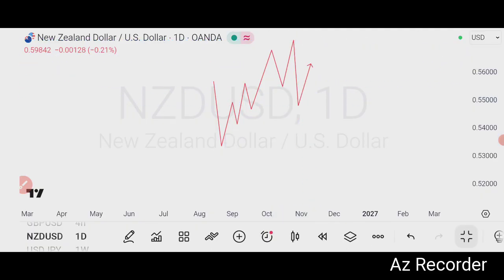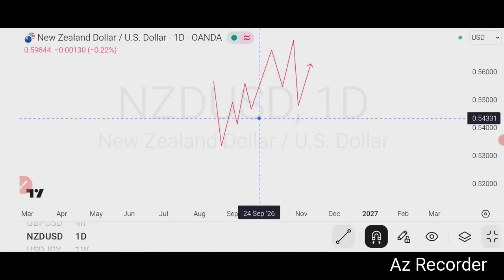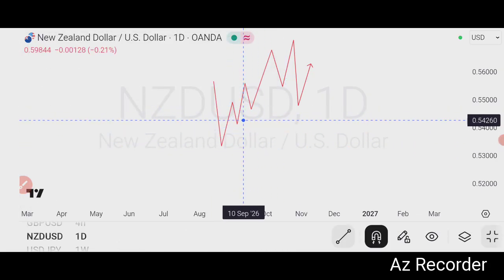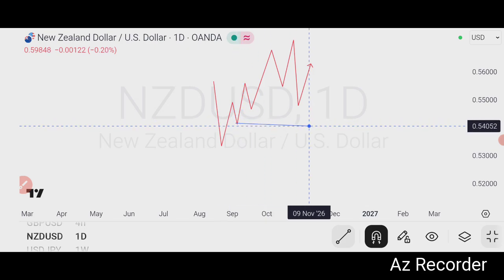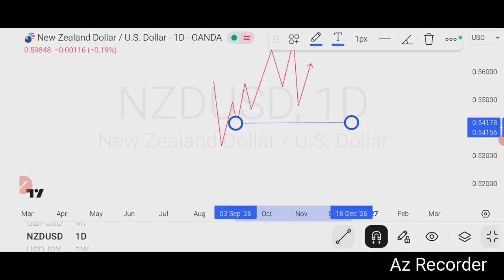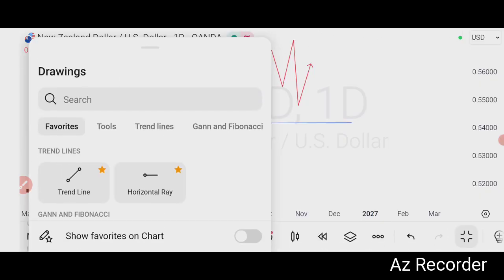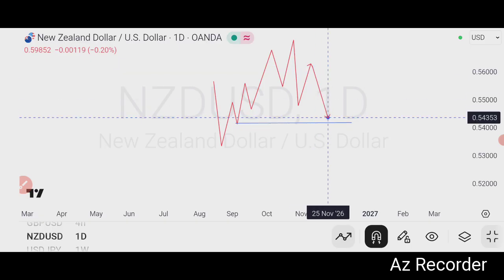So for this one, this is your liquidity. The last low that was created in the market, the last significant low that was created in the market, this is your liquidity. And this needs to be taken out before any continuation trade can happen. So this is how to spot liquidity.